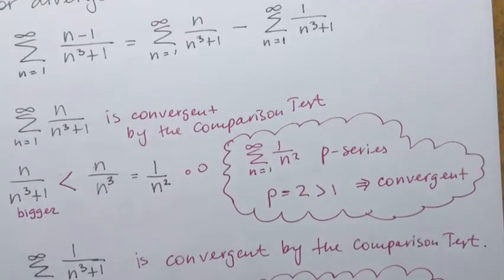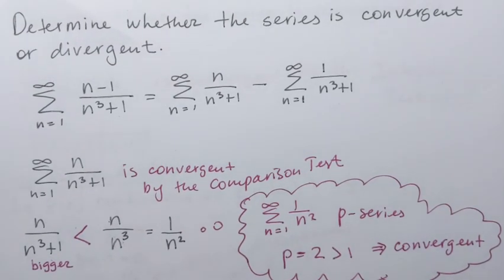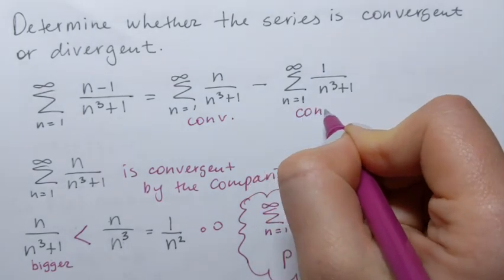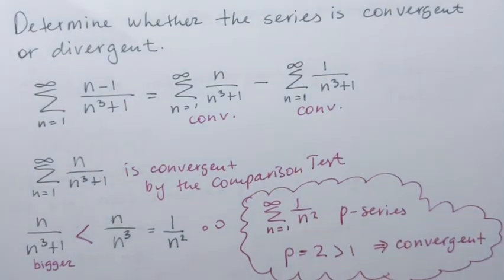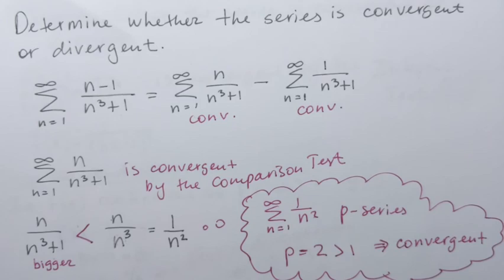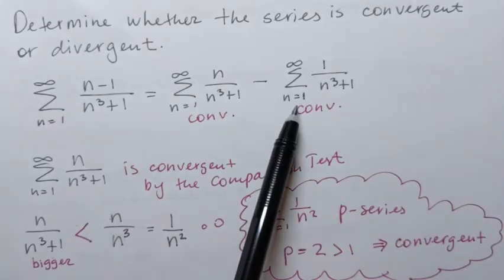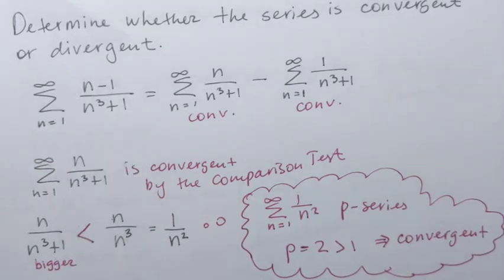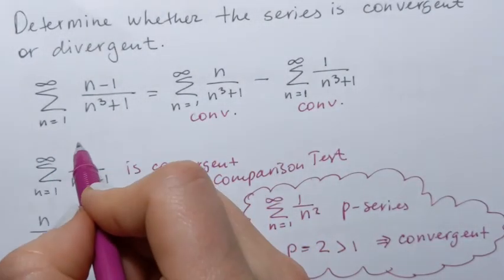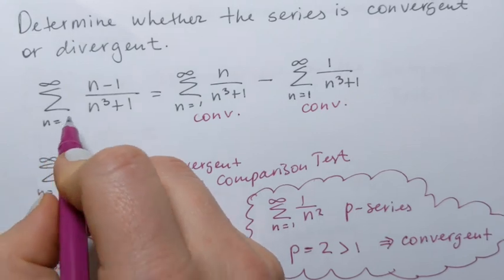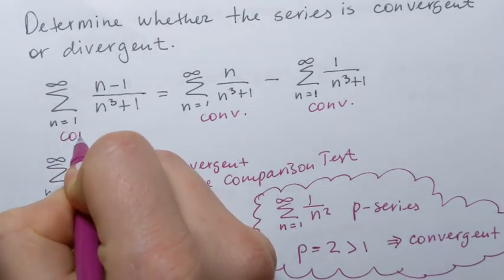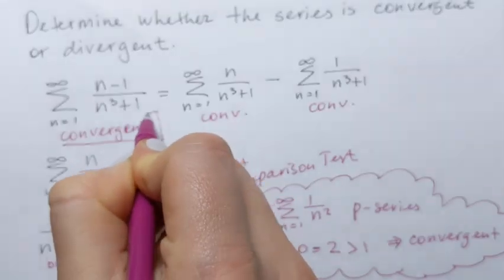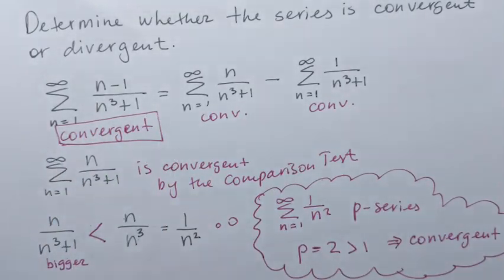Okay, let's put it all together and get the final result. We'll say this one is convergent, this one is convergent, and we know based on the properties of convergent series, if those two are convergent, then their difference is also convergent. So our original series is convergent. Okay, so that's going to be the answer.